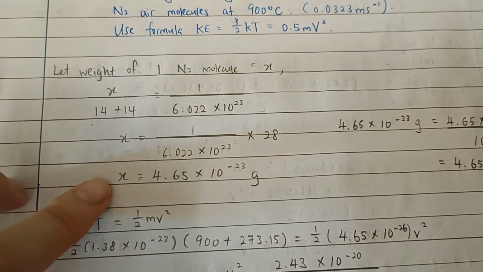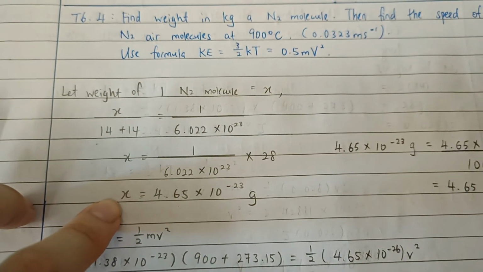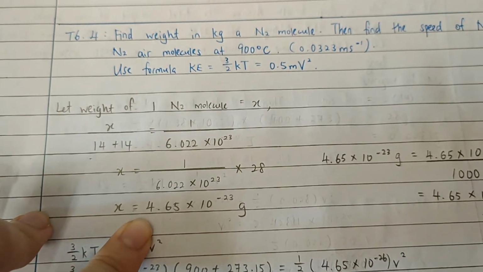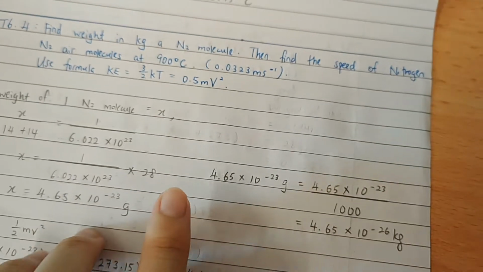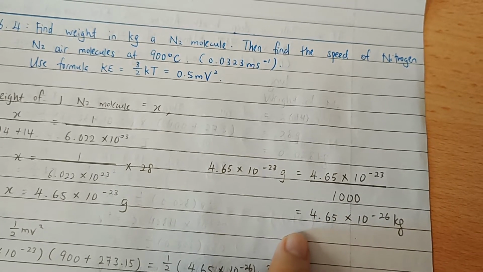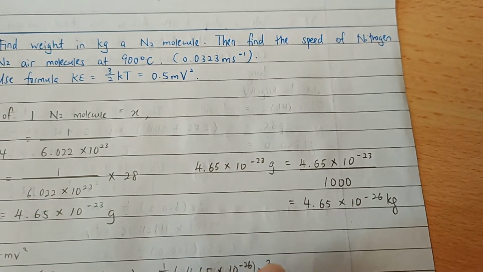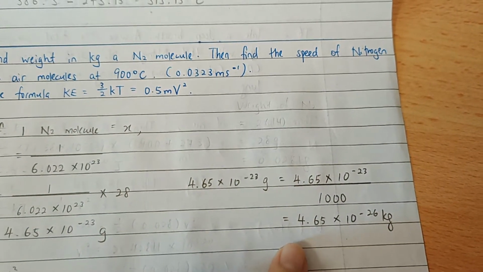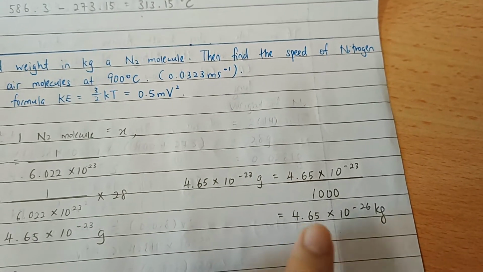And finally, we will find the weight of one nitrogen molecule is equal to 4.65 times 10 power of negative 23 gram, and we have to convert the weight of the one nitrogen molecule into kg. So we divide this number by 1000, therefore we will get 4.65 times 10 power of negative 26 kg.